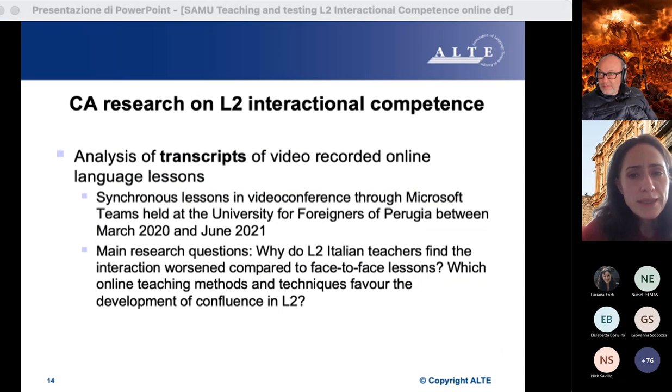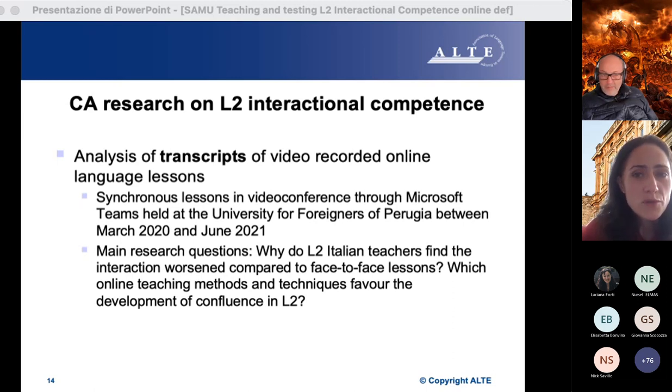In order to understand what happens in our online language classrooms, we realized a study based on the analysis of transcripts of video-recorded online language lessons. Like most educational institutions, in March 2020 the University for Foreigners of Perugia moved from the traditional face-to-face language courses to distance language courses. Our choice integrated synchronous lessons in video conference through Microsoft Teams and asynchronous lessons on the Moodle platform.